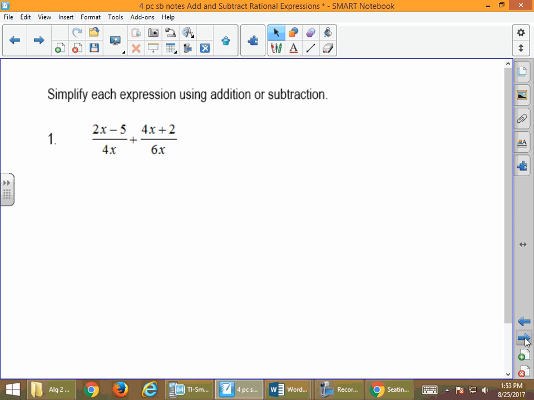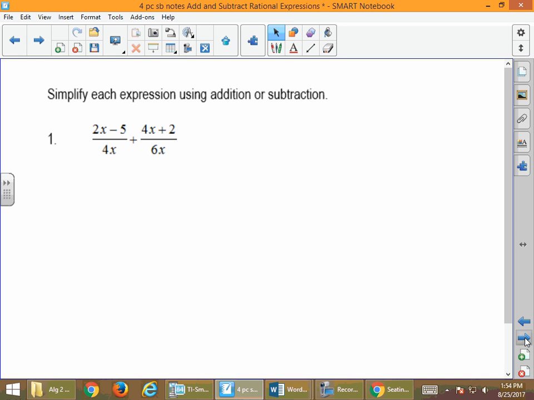So hopefully at least that's a good introduction. Factoring is still your friend. But what we're going to focus on here is finding the common denominator, and then on the front page, the addition of these fractions, and then we'll move into the subtraction.